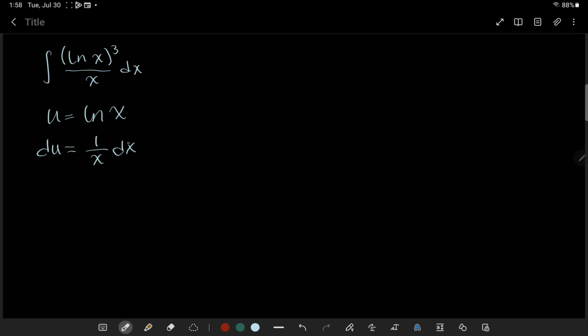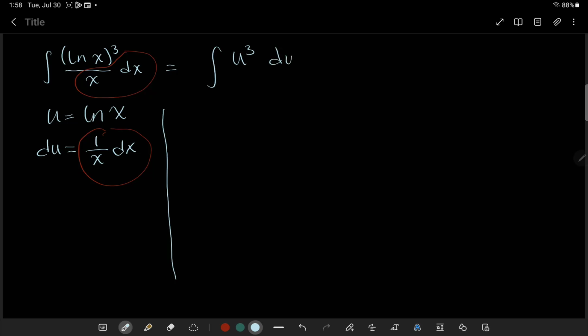And in the last few videos, I've been solving for the dx, but if you prefer, you can also just notice that this 1 over x dx is really appearing here, and you can substitute that in with a du. At that point, your integral becomes the integral of u cubed du. The du takes care of all that dx over x, and your u cubed shows up in this form.